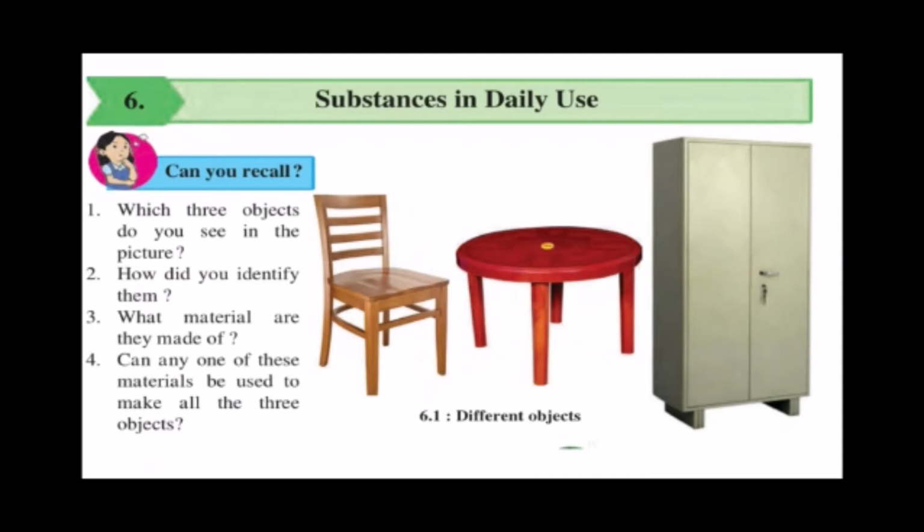What materials they are made up of? Some may say plastic, some will say wood, some will say aluminium. Can any one of these materials be used to make all the 3 objects? Yes. Wooden cupboards we have seen, wooden table we have seen, wooden chair we have seen. Similarly, plastic chair, plastic table, plastic cupboard also we have seen.